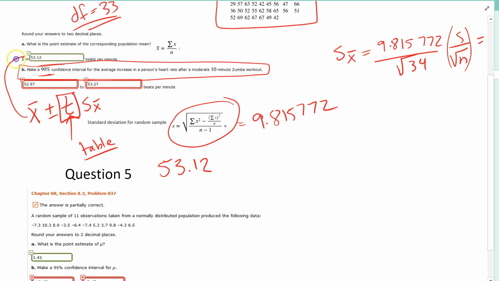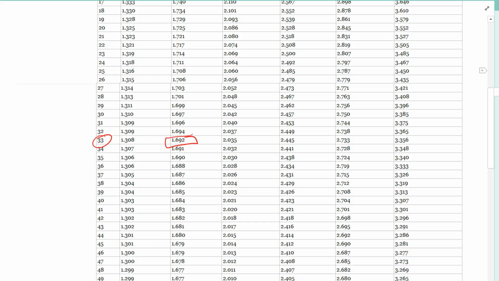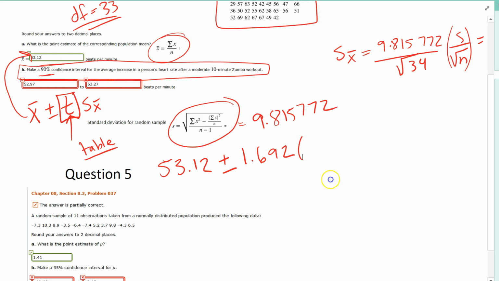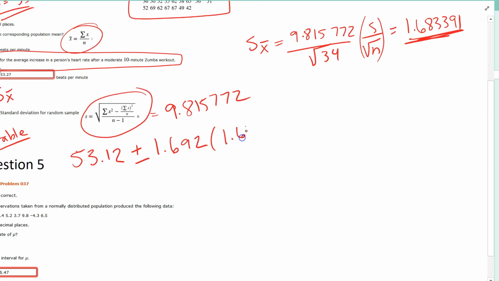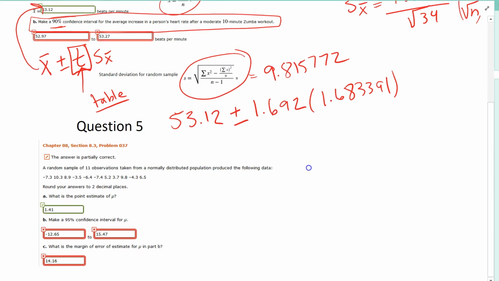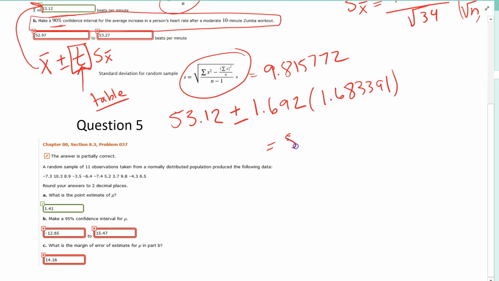53.12 as x bar. And that was calculated by just adding up all the x's and dividing by n, plus or minus the t-value, which we found to be 1.692 from the t-table. And then I was given, or I calculated, the 1.683391. And if you plug that in, you should get 50.27 to 55.97.